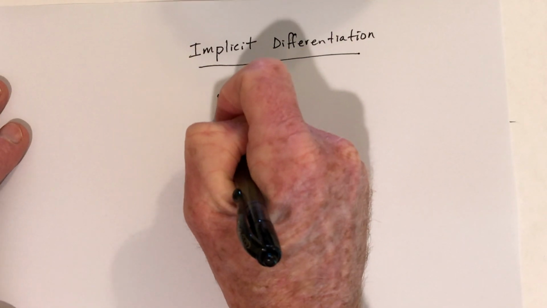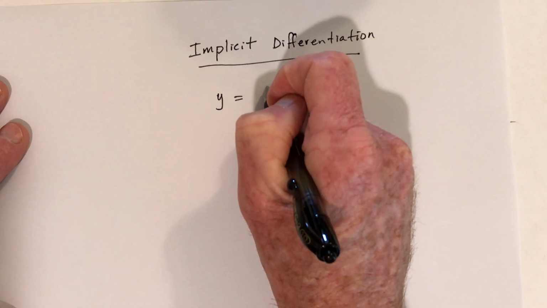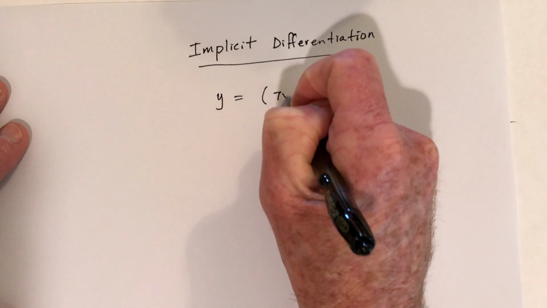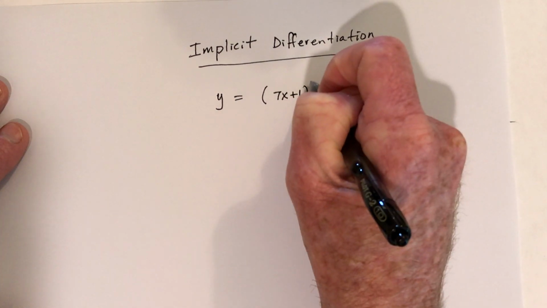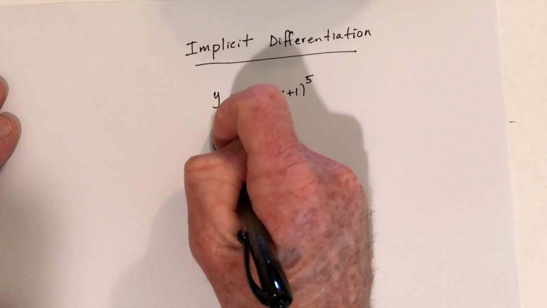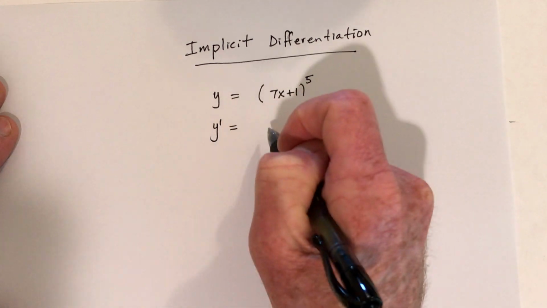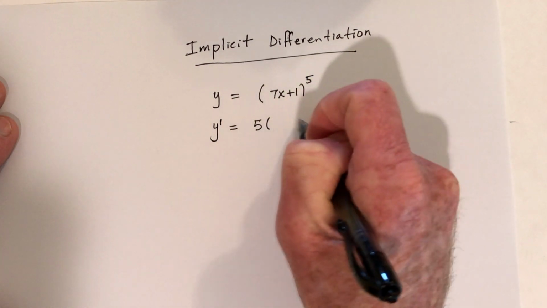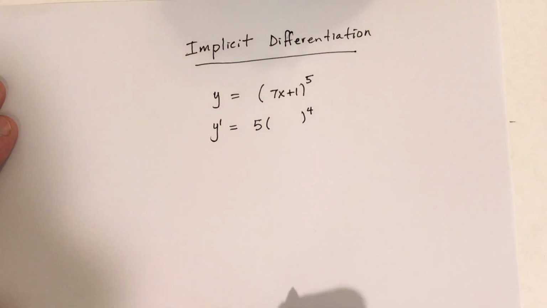And let me start with something that we already know. Like if you have a 7x plus 1 raised to the 5th power. So this is just the chain rule. So take the derivative, do the power rule. So it's going to be like this after you do the power rule.